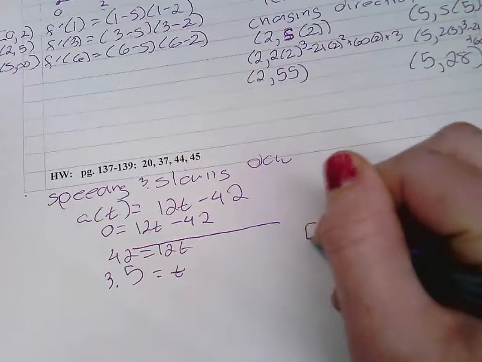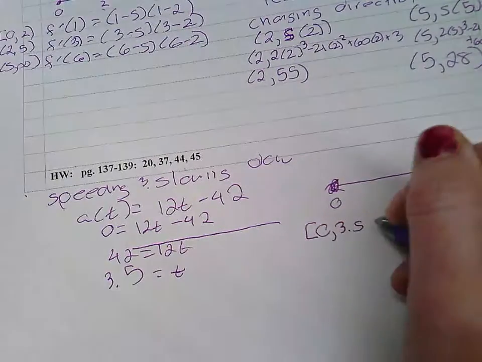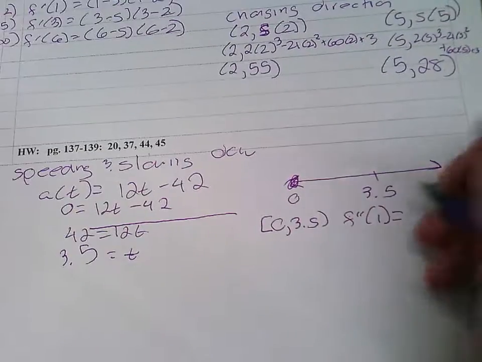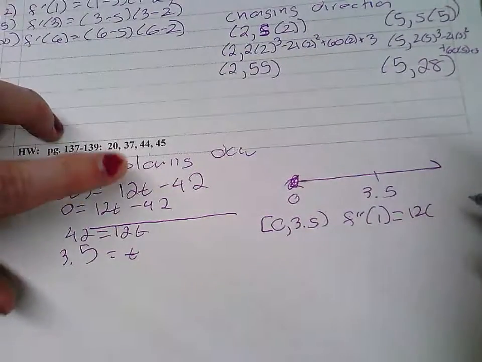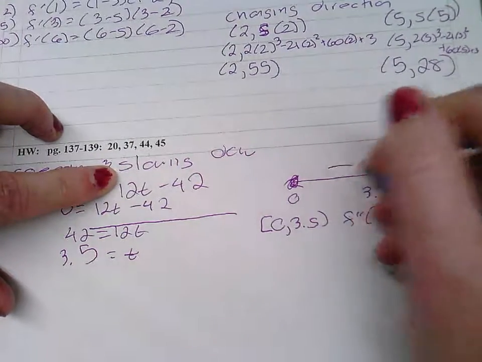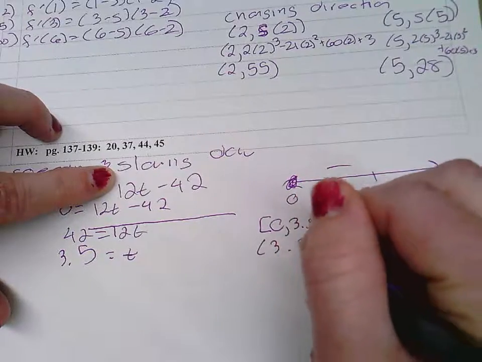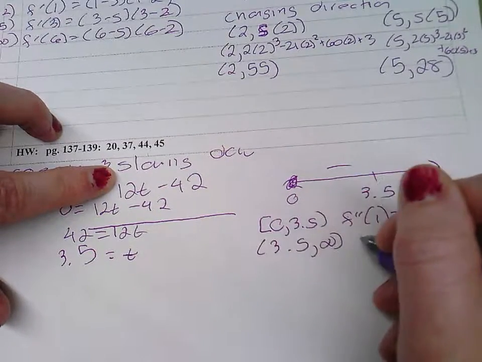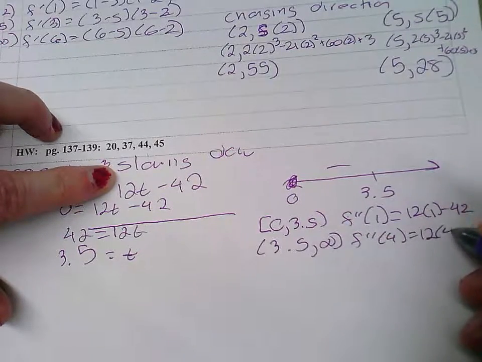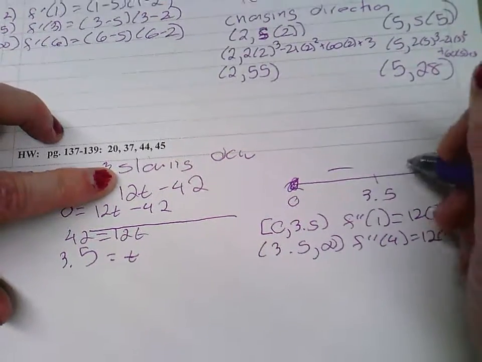Okay, so you've got 0 to 3.5. f double prime of 1 is going to be 12 times 1 minus 42, which is going to be a negative. And 3.5 to infinity is going to be f double prime of 4, which is going to be 12 times 4, which is 48, minus 42, which is a positive.